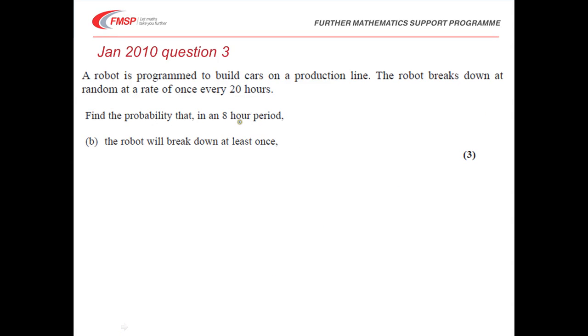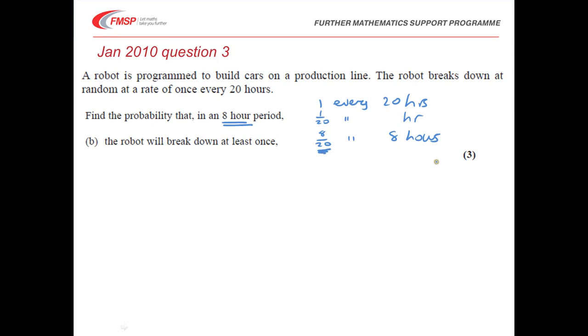So now we're asked to find the probability that in an 8-hour period. We've got to just think about this. We're told that there's 1 every 20 hours. So therefore there is 1 out of 20 every hour. So there is going to be 8 out of 20 every 8 hours. So we need to be very, very aware of this every single time.